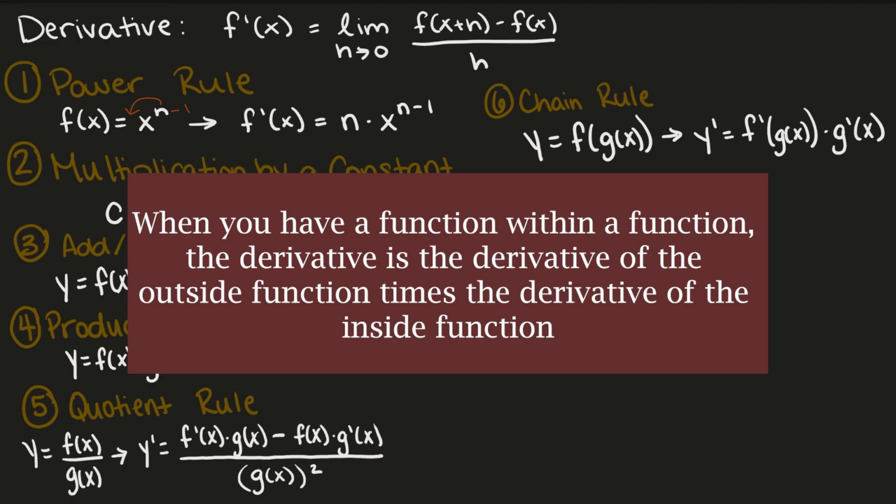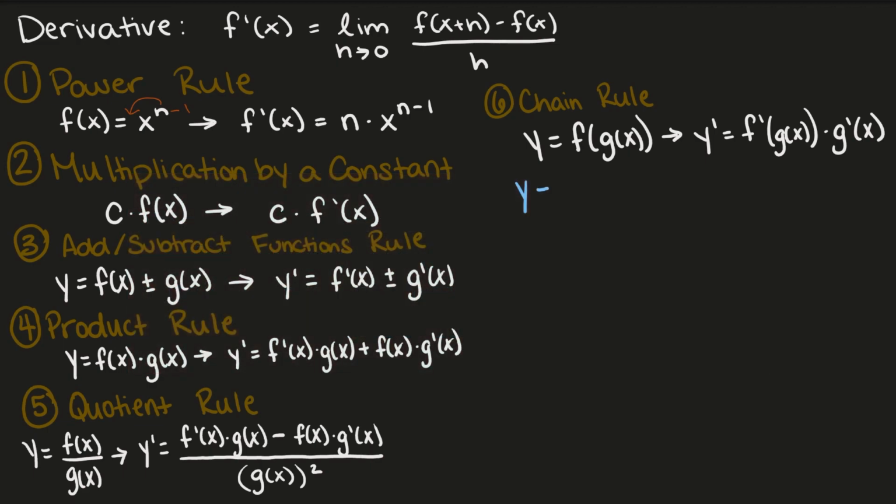So for example, if we have y equals 2x minus 1 raised to the third power, well, our f of x is going to be the entire thing, which is, let's call it x to the third, and our g of x is going to be whatever's on the inside, which is 2x minus 1. So f prime x is, using the power rule, 3x squared, and g prime x, using the power and then our add and subtract, is going to be 2.